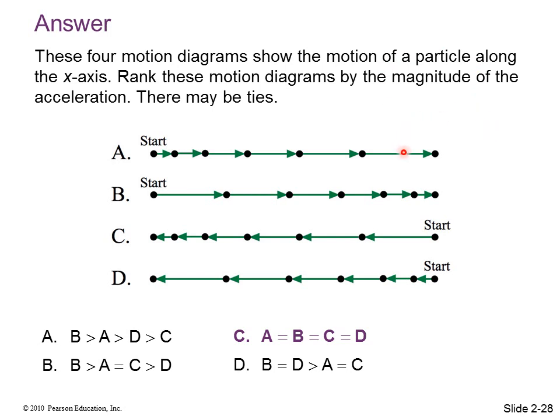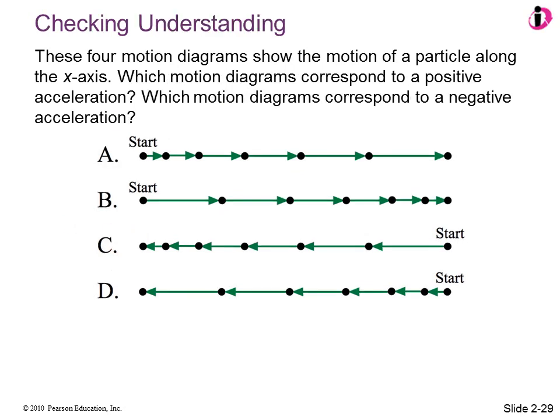So when we look at these vectors, the size of the vectors, these are equal. The second one, equal. Third one, equal. So in this case, A equals B equals C equals D. The magnitude of the accelerations are all the same. Okay, try this one on your own. Whenever you're ready, you can hit the forward button.